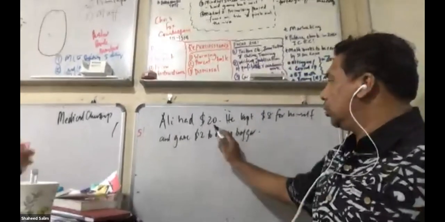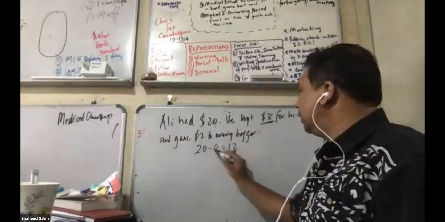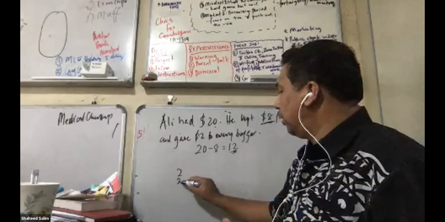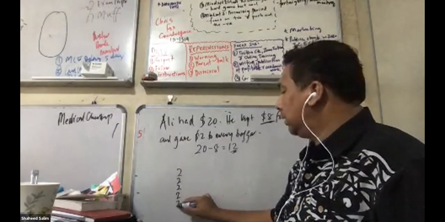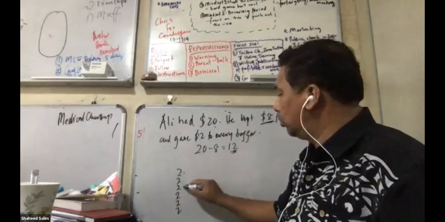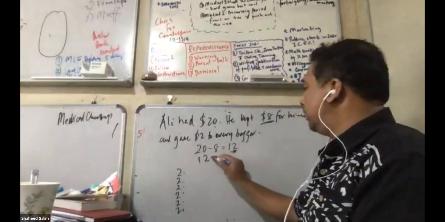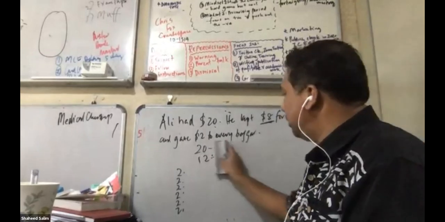Okay, down here, he got $20. He kept $8 for himself. 20 minus 8, you get 12. Then how to find how many beggars? 12 divided by 2, because one fellow gets 2. The second person gets another 2, so 4 already. Then 6, 8, 10, 12. There's 1, 2, 3, 4, 5, 6. Only 6 persons can get. So you take 12 divided by 2 equals 6. This is the answer.